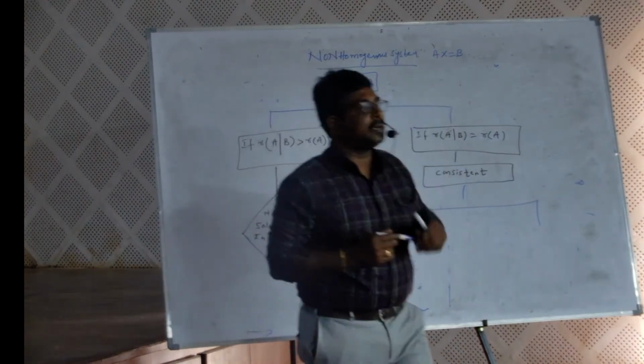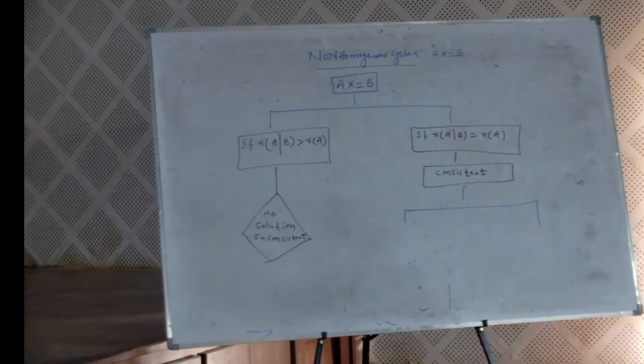Okay. The word consistent is good, but is it a unique solution or is it an infinite number of solutions? Are you getting my point? Both come under the consistent only. One solution is consistent, more than one solution also consistent. Now, which type of solutions? That depends on, see here.